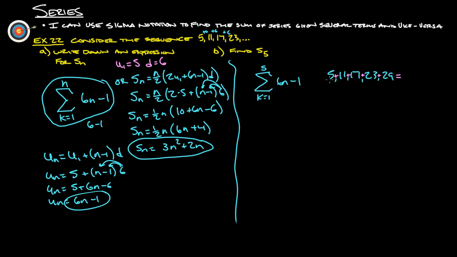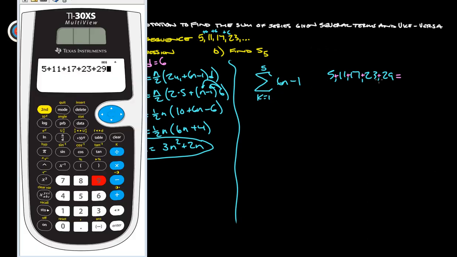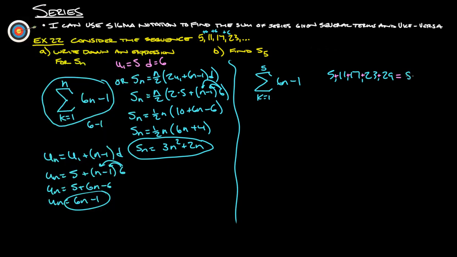Okay, so we literally are going to go through and add these all together. So we probably want to get our handy-dandy calculator out. So enter those all in, push enter, and that gives us 85. Okay, so that's one way to do it.